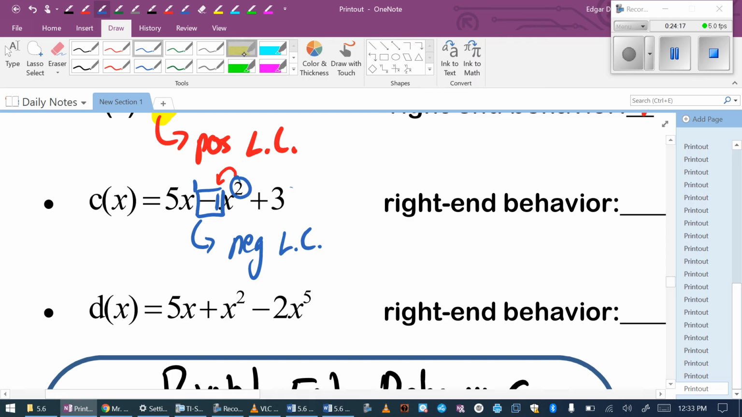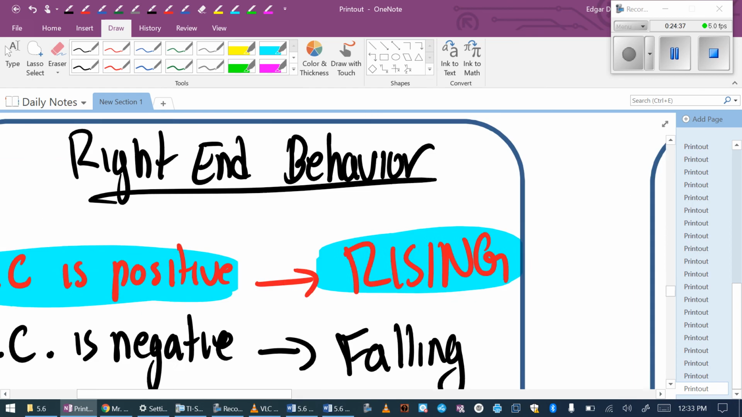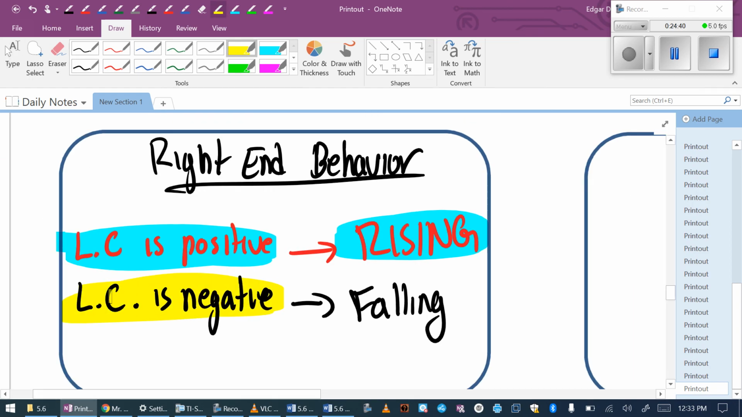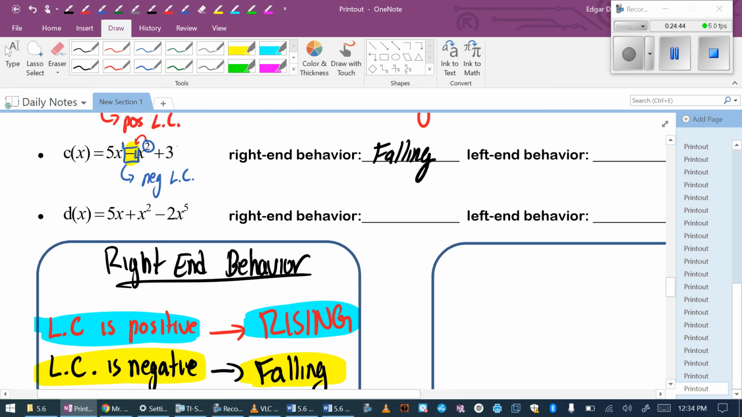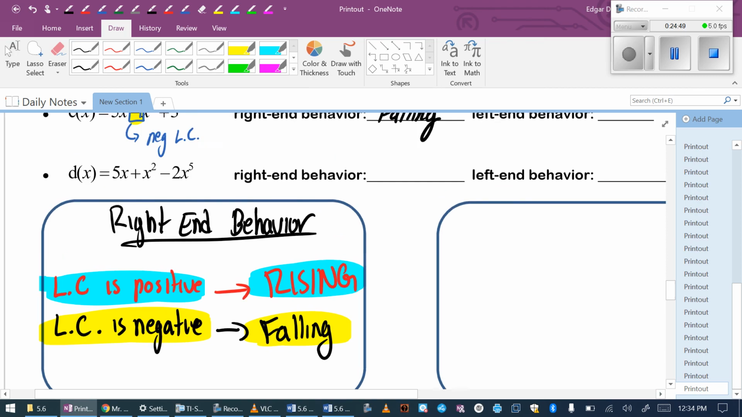Okay, so don't assume it's this one, guys. I know it looks like that comes in the front of the function right at the beginning, but guys, it's not that 5. It's the number in front of the variable with the highest degree. So negative leading coefficient, guys, tells me we have to be falling. Okay, the right end behavior is going to be falling, just like it said right here. If the leading coefficient is negative, the right-hand side is going to be falling. Okay, and actually, I'm going to show you guys a little something in a second.